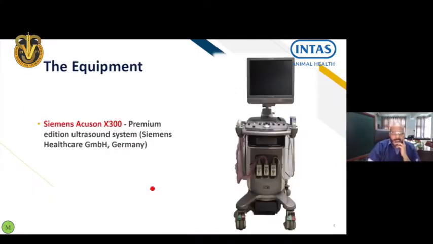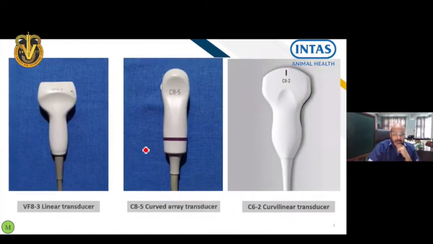Equipment: these kinds of transportable machines are now quite available in all the colleges and institutes. For those doing equine practice, you basically require a curvilinear transducer having a frequency ranging from 2 to 6 MHz, then a curved array from 5 to 8, and a linear from 8 to 13. These three transducers are fair enough to do equine abdominal sonography. Some of the machines also have a mechanical transducer, which also gives good imaging.